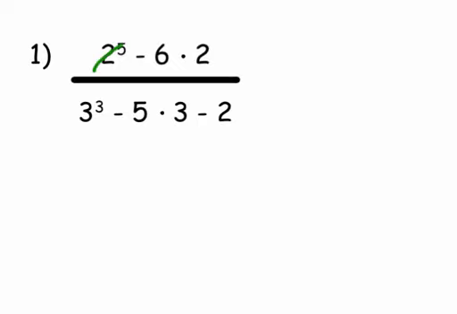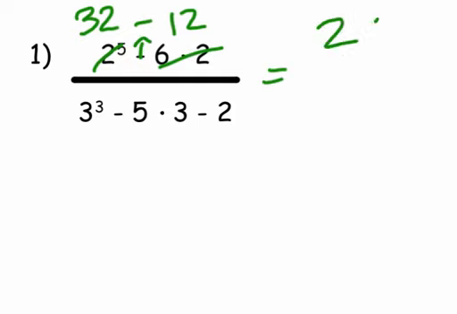Well, 2 to the 5th power ends up giving me 32, right? 2 times itself 5 times. And if I look, 32 minus 6 times 2, well, I got to do the multiplying first, right? I got to finish my multiplying before I can subtract. So take that 6 times 2, which is 12, and bring my minus sign up here. And 32 minus 12 gives me 20. Okay, there's the top part.